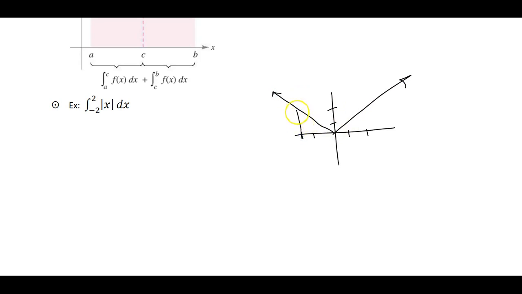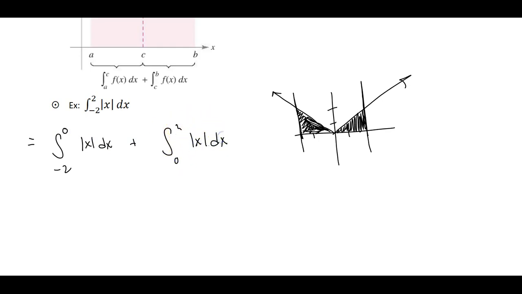And if we're talking about the lines from x equals negative 2 to x equals positive 2, and the x-axis, you can see that it is positive everywhere, and it kind of forms two different triangles here. So we can make this the integral from negative 2 to 0 of the absolute value of x dx, plus the integral from 0 to 2 of the absolute value of x dx.